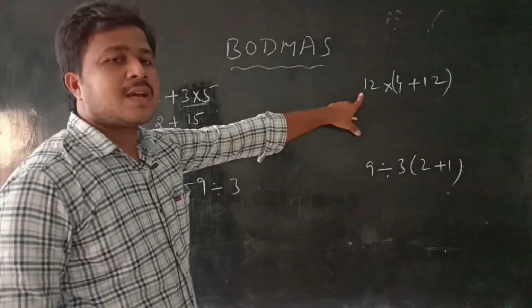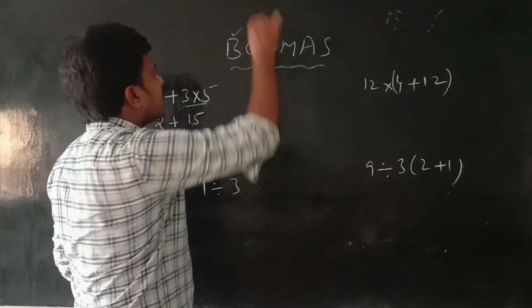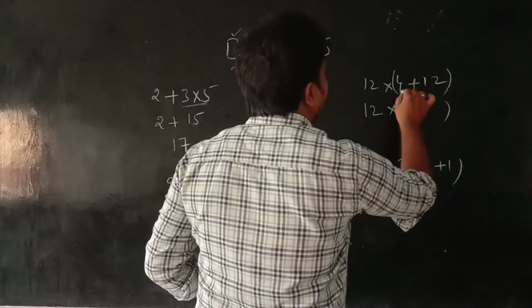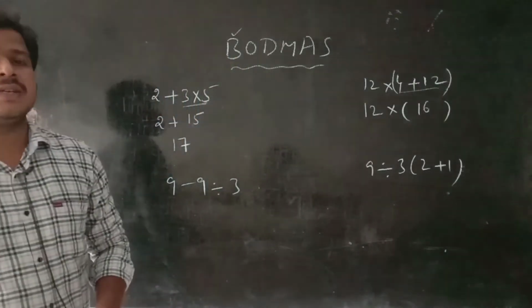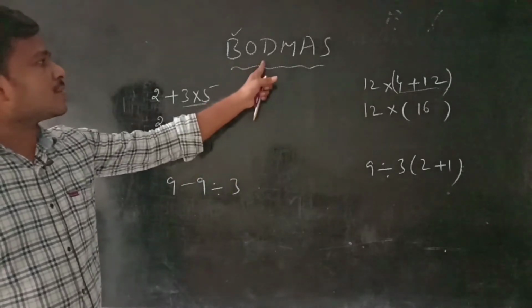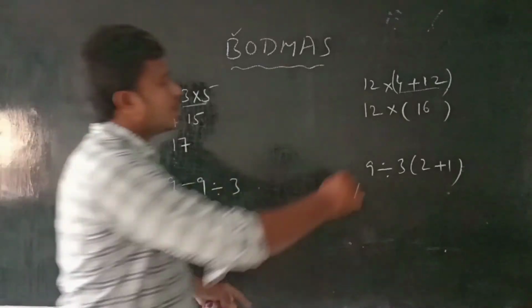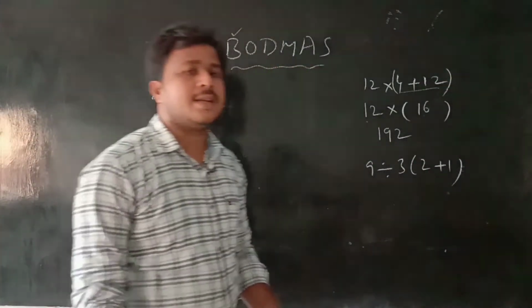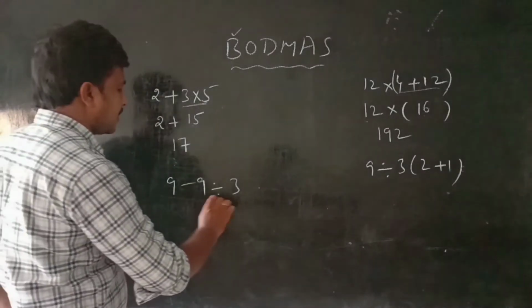In the second example, according to the BODMAS rule, first we have to solve brackets. So 12 into 4 plus 12, the bracket gives 16. Next, according to the BODMAS rule, after brackets, order, division, multiplication. So 12 16s are 192.